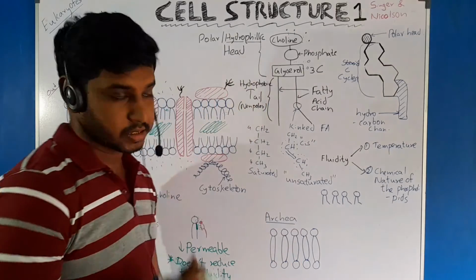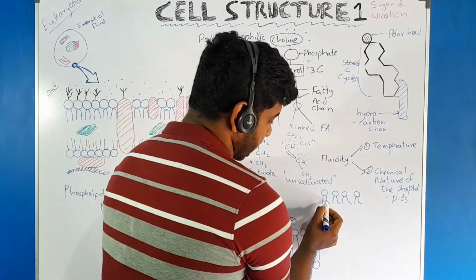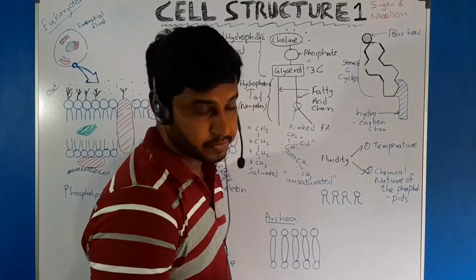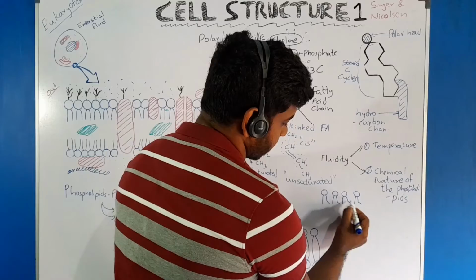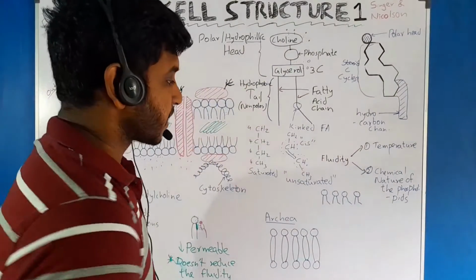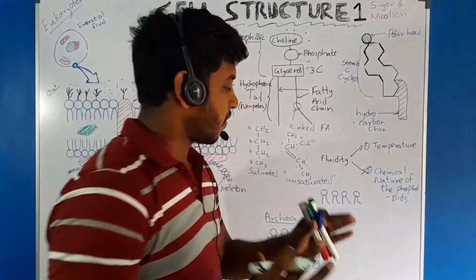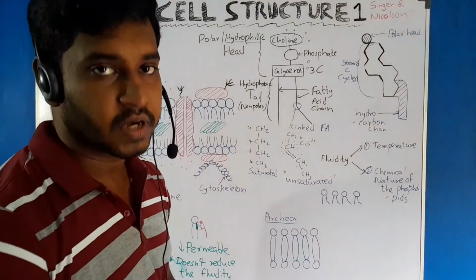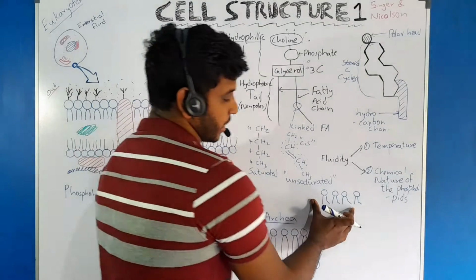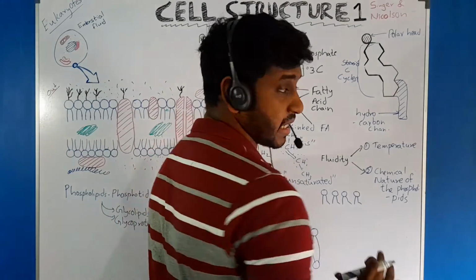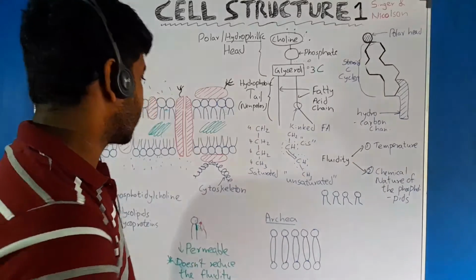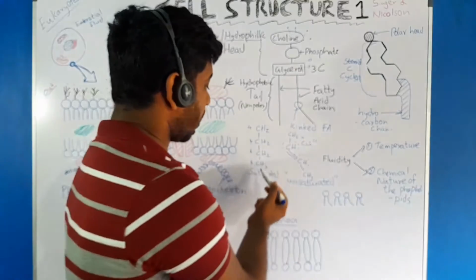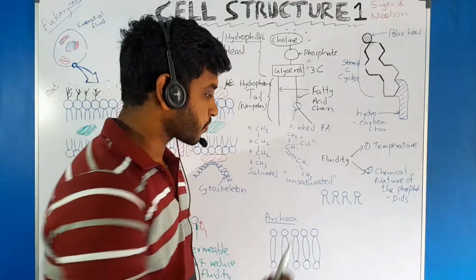Because of this kink, the space between phospholipids is increased. So, these phospholipids with kinked fatty acids are very hard to freeze. So, they can stay as a fluid at a lower temperature than phospholipids with straight or saturated fatty acids.